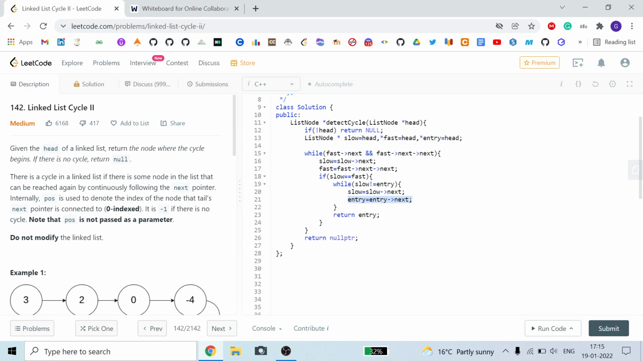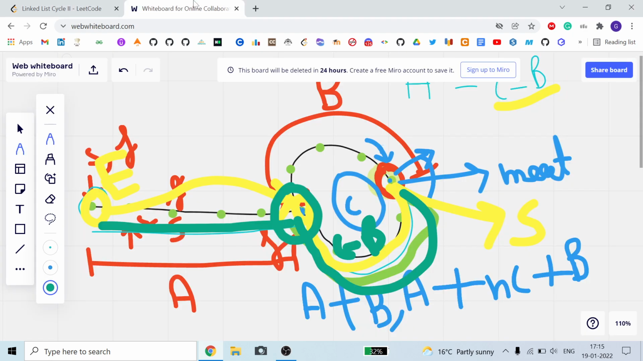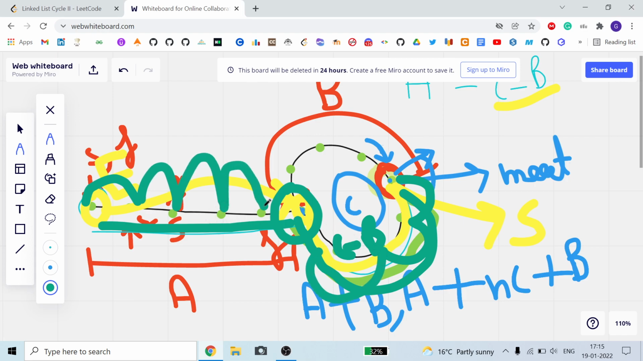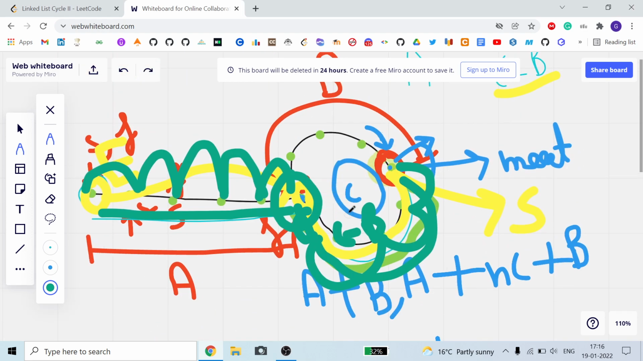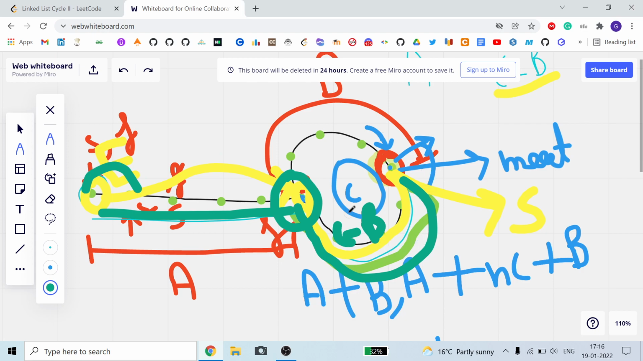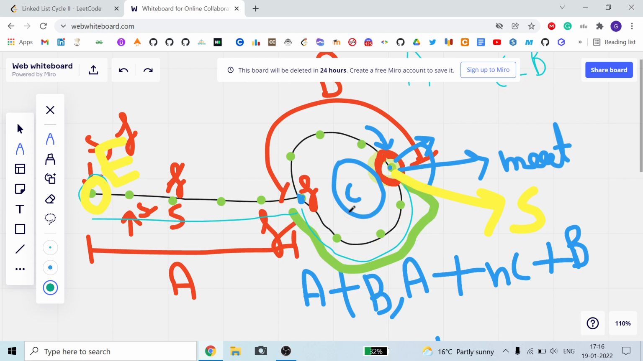And when we come out of this, then we just return. Like suppose we are here and entry is here, entry will come to this, and then this, and so on, until it also comes to this. You may find it hard to understand, because I made many drawings here, but no problem, you can understand it.